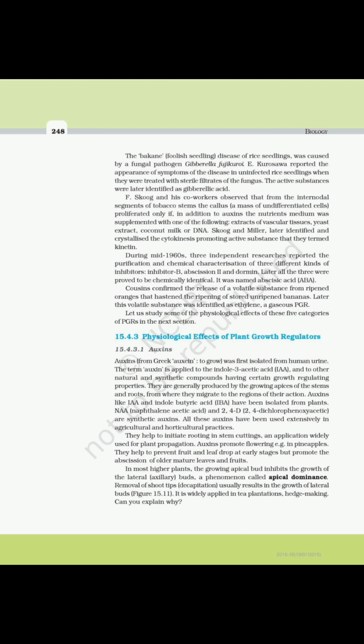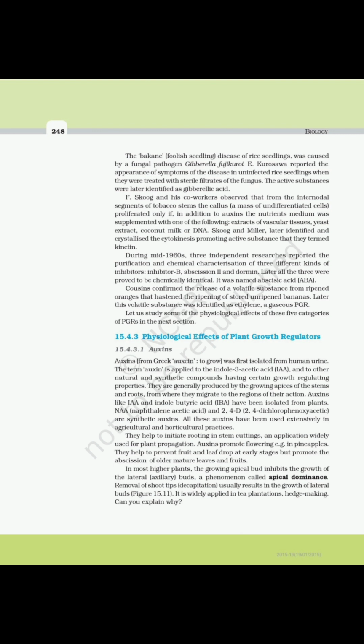During the mid-1960s, 3 independent researchers reported the purification and chemical characterization of 3 different kinds of inhibitors: inhibitor B, abscission II and dormin. Later all the 3 were proved to be chemically identical. It was named abscisic acid, ABA. Cousins confirmed the release of a volatile substance from ripened oranges that hastened the ripening of stored unripened bananas. Later, this volatile substance was identified as ethylene, a gaseous PGR. Let us study some of the physiological effects of these 5 categories of PGRs in the next section.